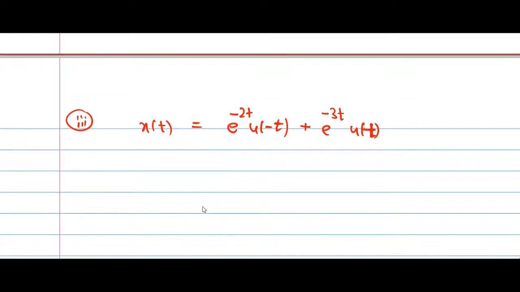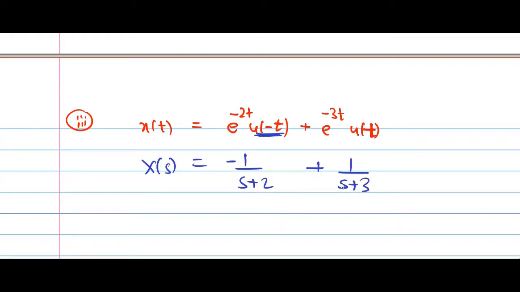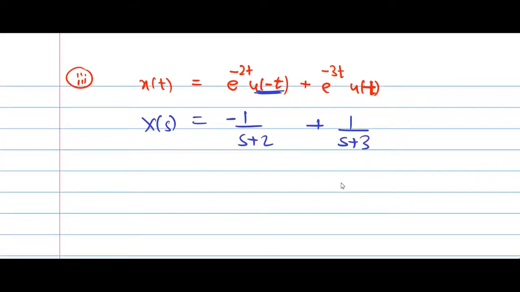Next question, e raised to -2t u(-t) plus e raised to -3t u(t). So X(s) will be 1 upon s plus 2. Here it is u of minus t, so in the answer also a minus sign will come, plus e raised to -3t u(t) has Laplace transform 1 upon s plus 3. Now the ROC: s plus 2 with u(-t), so s plus 2 less than 0. That means s less than -2. So the ROC is real of s less than -2.